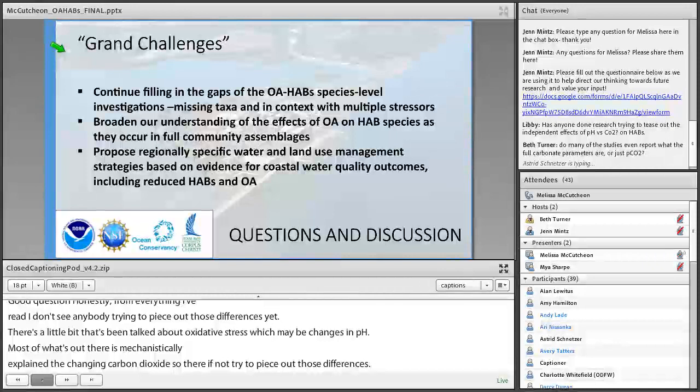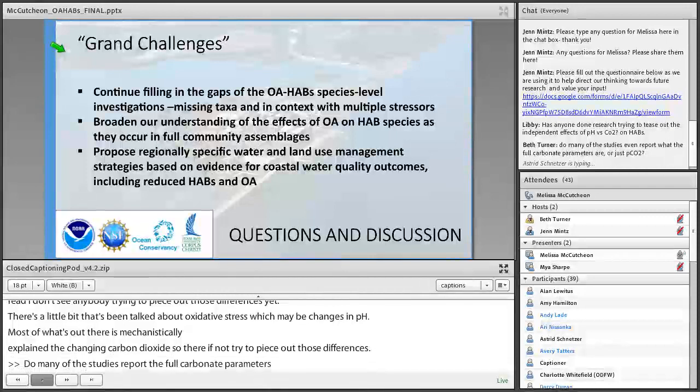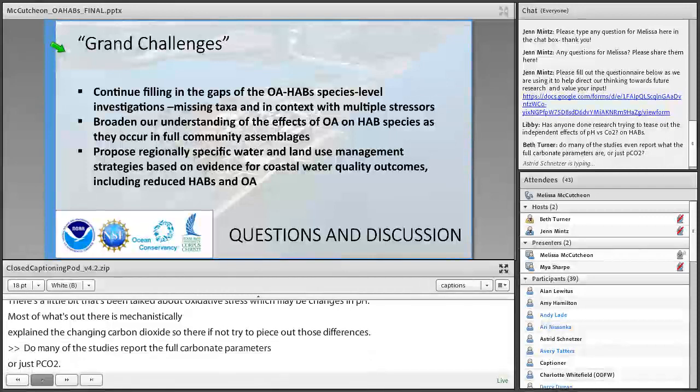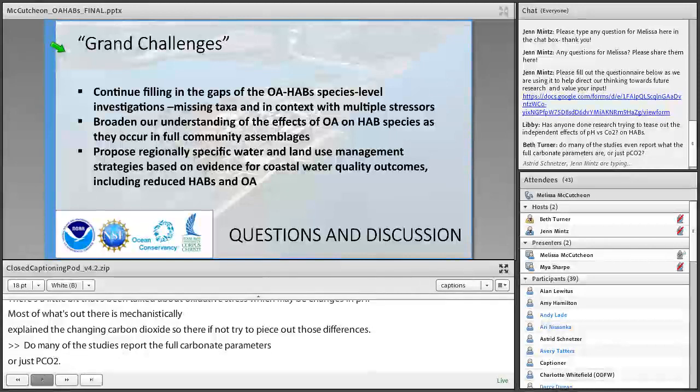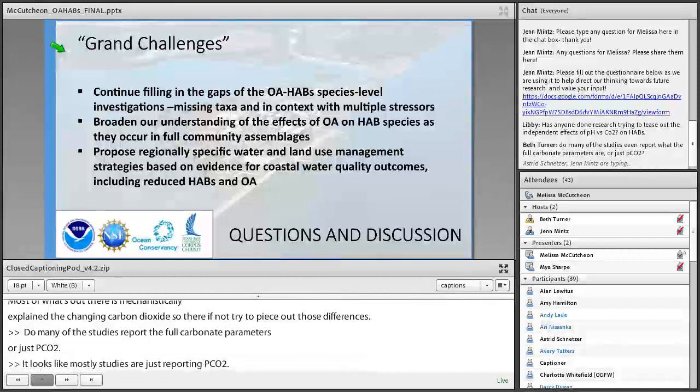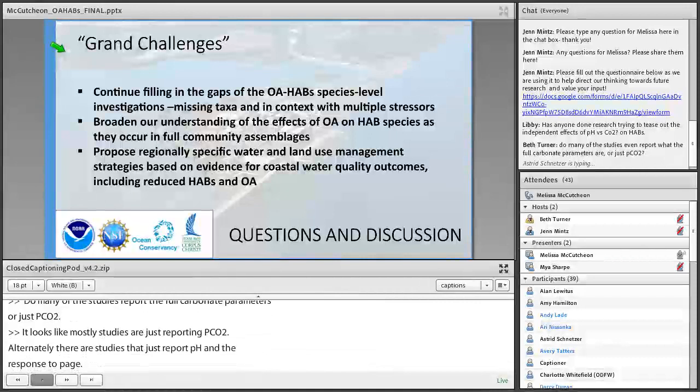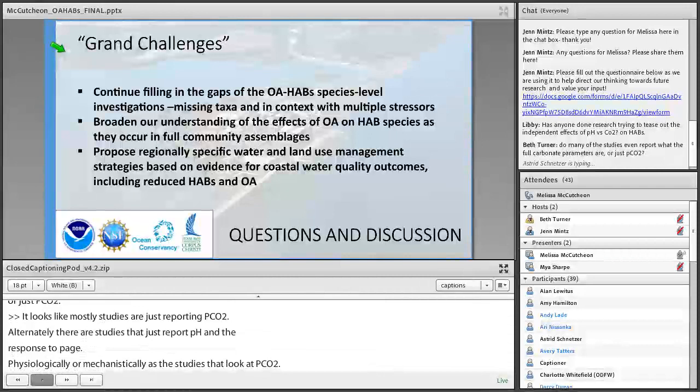From what I've seen, Beth, it looks like mostly studies are just reporting PCO2. Alternatively, there are studies that just report pH and the response to pH, but don't necessarily talk about it as much physiologically or mechanistically as those studies that looked at PCO2. But yeah, I do not see a lot of studies reporting saturation states or that full parameterization of the carbonate system for sure.